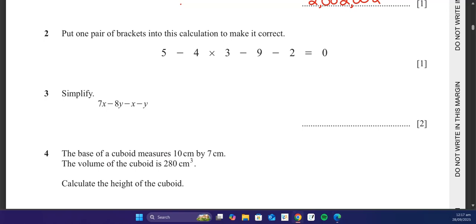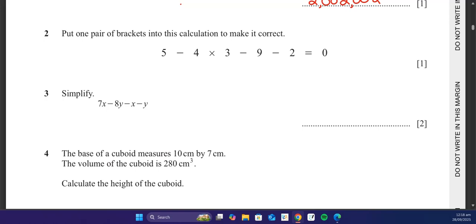All right, moving forward. Put one pair of brackets into this calculation to make it correct. We need to put one pair of brackets such that the answer comes to 0, and we're going to do this by trial and error. If we put a bracket over here, 5 minus 4 would be minus 1, into 3 would be minus 3, then it would be minus 12, and then minus 12 minus 2 would become minus 14. So that would not work.